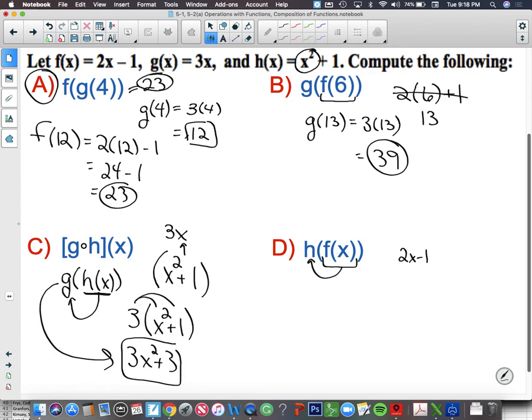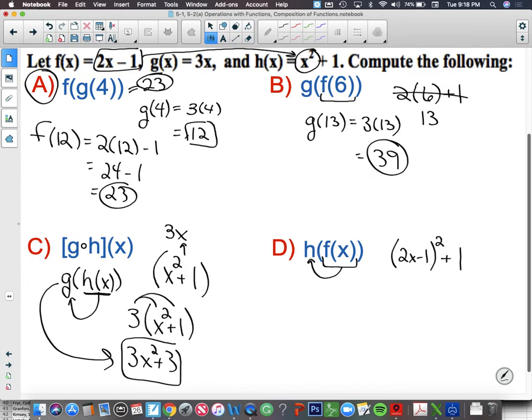So that means I'm putting 2x minus 1 in parentheses, and I'm writing it squared because that would be plugging in for that x there. And that's what it would look like after I plug it in. Okay? So again, I took the 2x minus 1, and I'm plugging it into the x of the h function, because we're doing h of f of x.